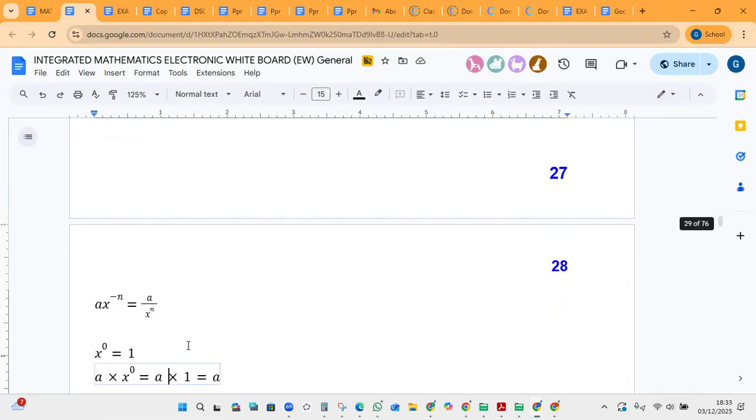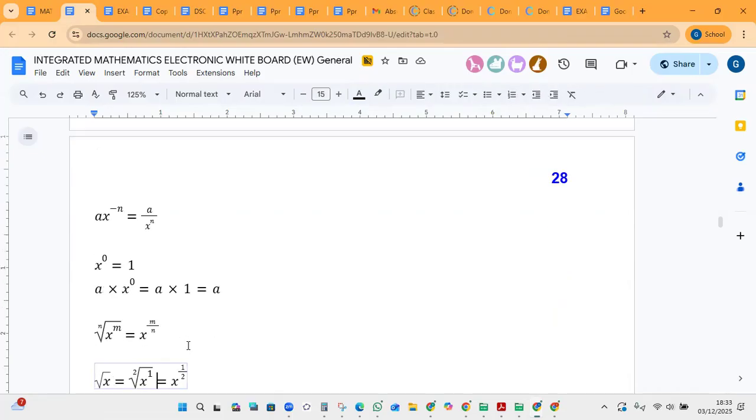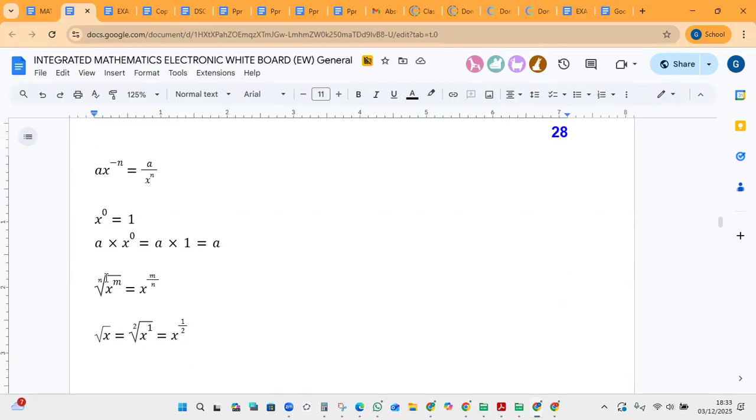And here you have the vice versa. Any value raised to the power of 0 is equal to 1. A times x to the 0 is like a times 1, which is a, because x to the 0 is equal to 1. Here you have the radical sign can be converted into a fractional exponent.